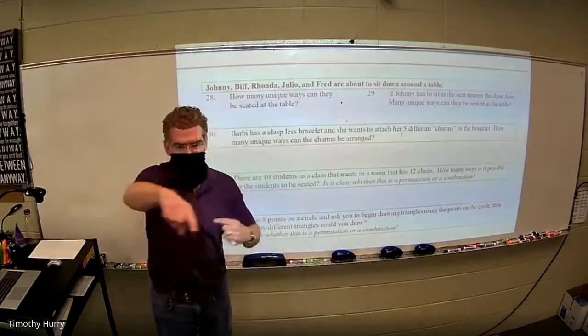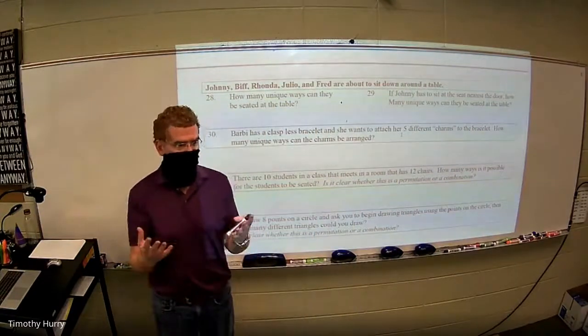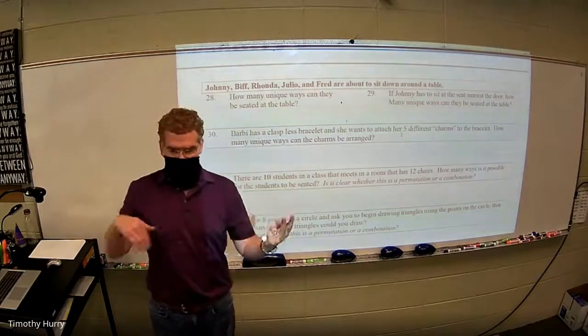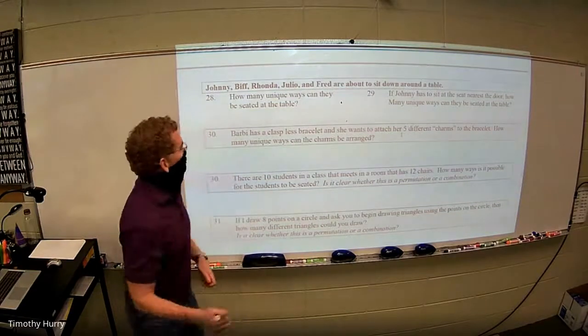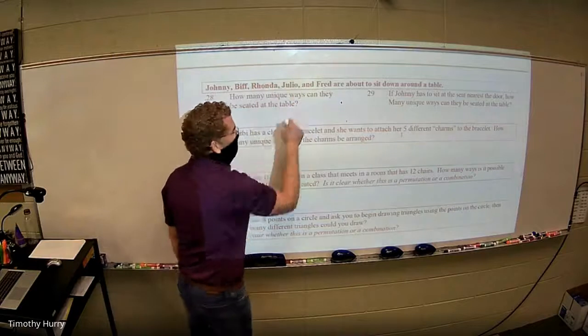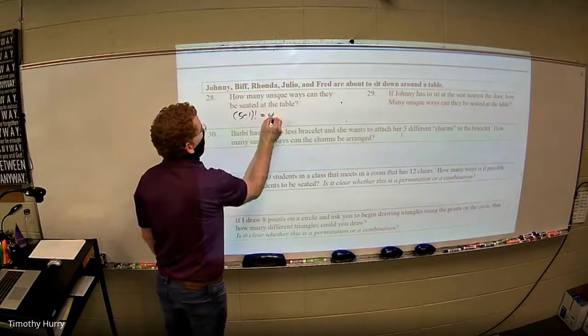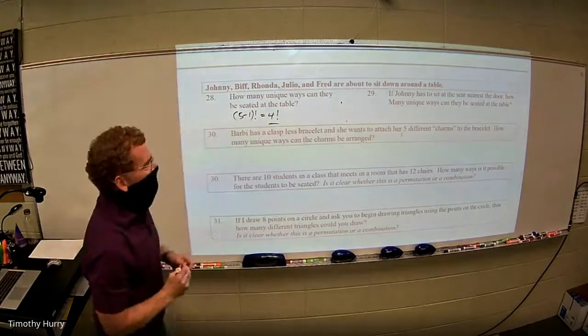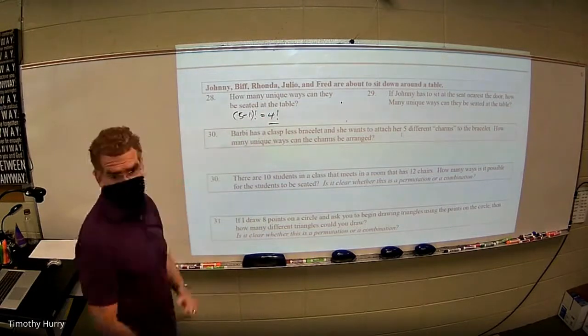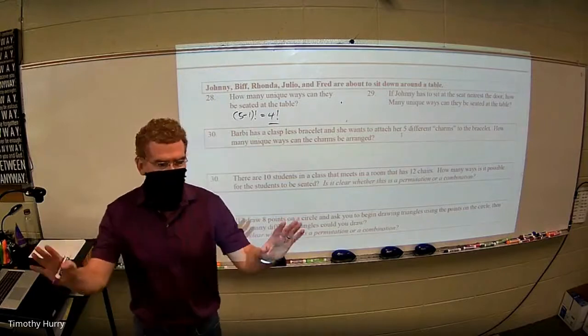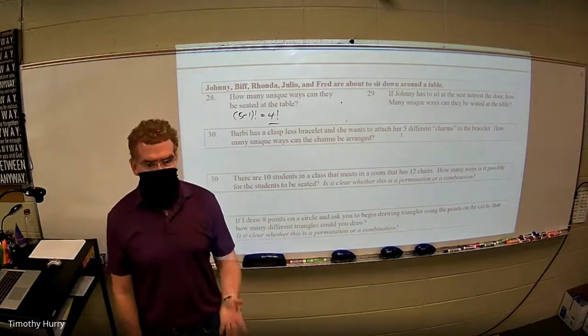So from that perspective, as they're sitting around this thing, I'm going to assume it's circular, so instead of 5 factorial, I'm going to say 5 minus 1 factorial, or 4 factorial. Now this says Johnny has to sit near the seat nearest the door. Okay, all of a sudden my perspective is different. Maybe Johnny's got to slip out early.